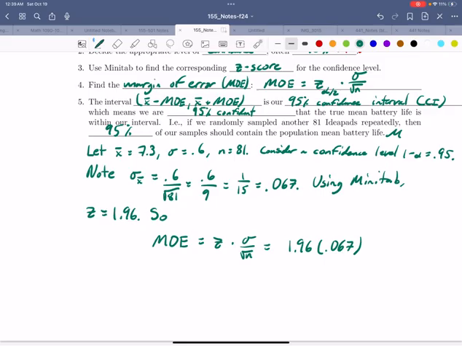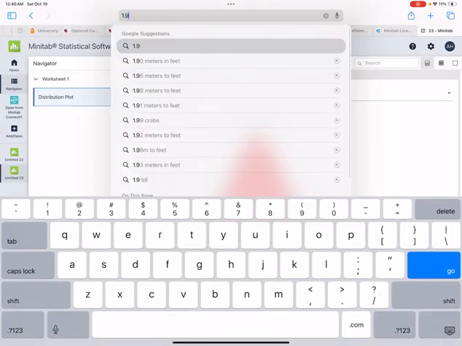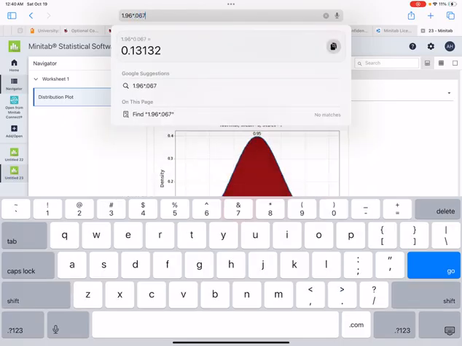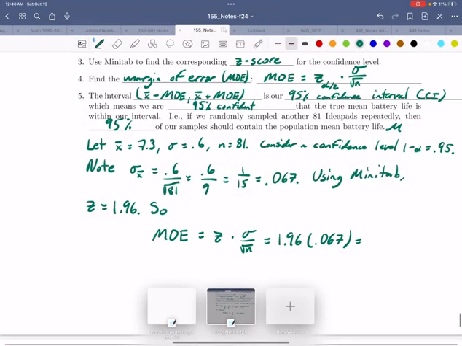Okay? And anyway, that's going to wind up equaling... Oh, I don't actually know. What are we going to get? 1.96 times 0.067. 0.132. Okay, we'll just say 0.13.